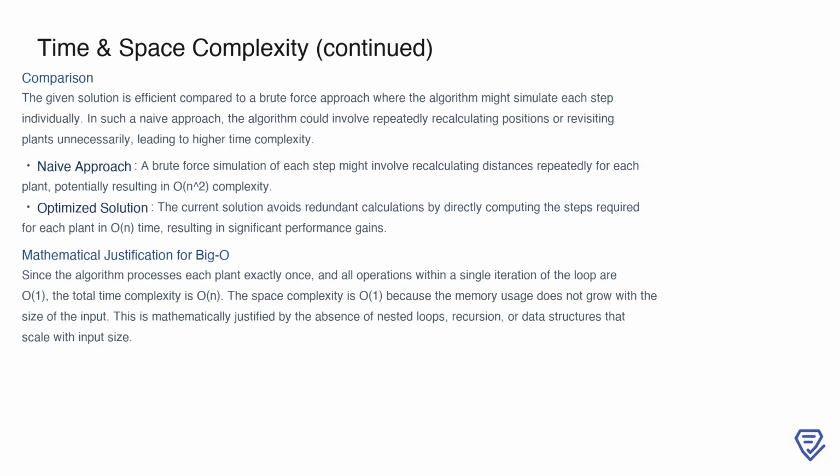improving performance significantly. Mathematically, the big O of O(n) is justified because the algorithm processes each plant exactly once, and each operation within the loop is O(1). The absence of nested loops, recursion, or data structures that grow with input size solidifies the space complexity at O(1), ensuring efficient memory usage. This combination of O(n) time and O(1) space complexity makes the solution both fast and space efficient.